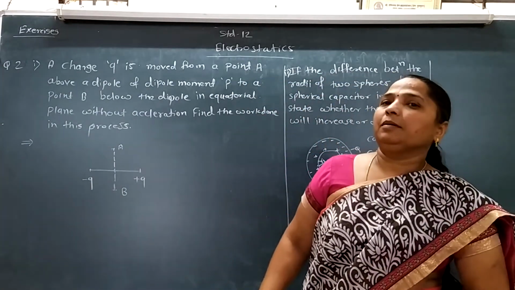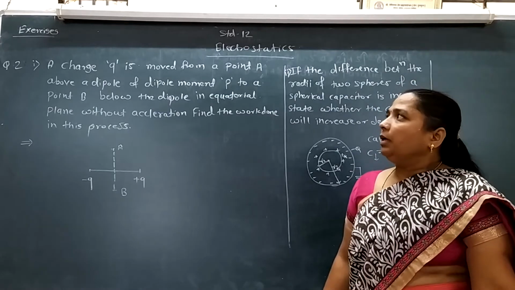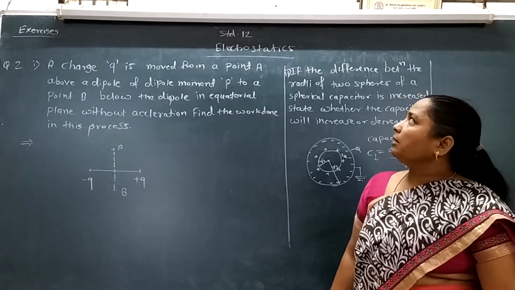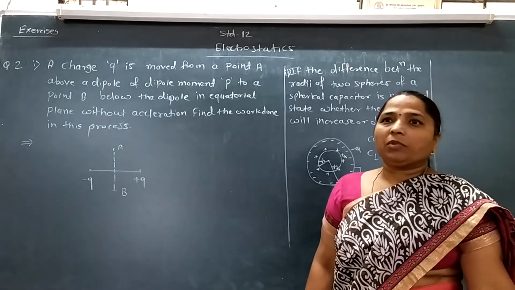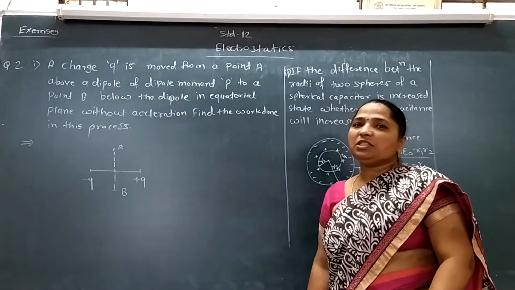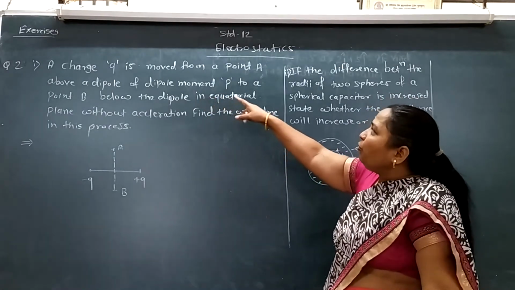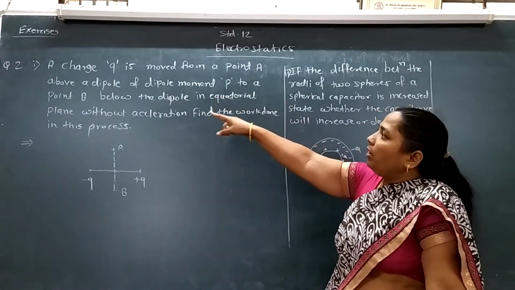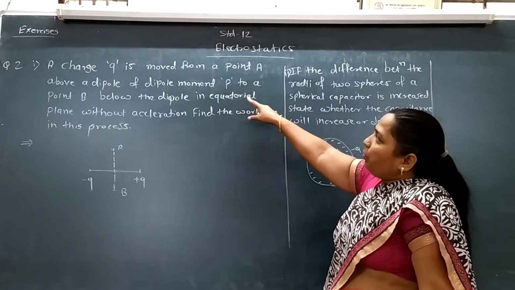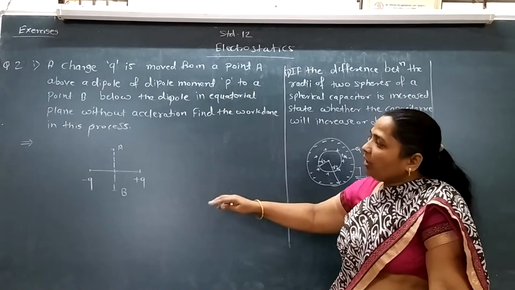Hello students, we will learn about the exercise of the chapter Electrostatics. Question number 2, the first question asked in the exercise: A charge Q is moved from a point A above a dipole of dipole moment p to a point B below the dipole.